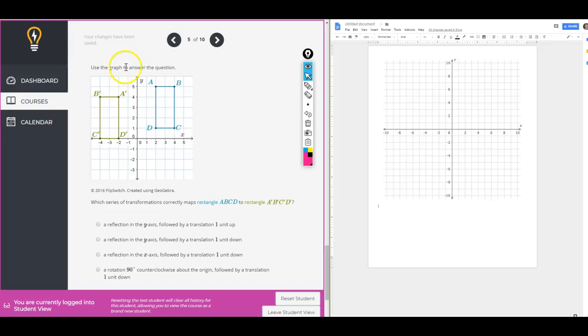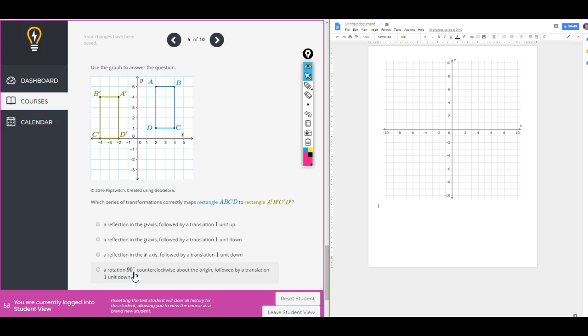Question 5. Use the graph to answer the question. Which series of transformations correctly maps rectangle ABCD to rectangle A', B', C', D'? Okay, so we have a reflection in the y-axis followed by a translation 1 unit up, a reflection in the y-axis followed by a translation 1 unit down, a reflection in the x-axis followed by a translation 1 unit down, and a rotation 90 degrees counterclockwise about the origin followed by a translation 1 unit down.